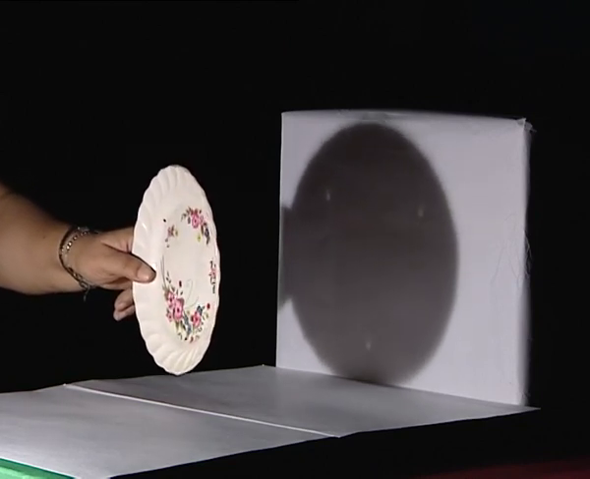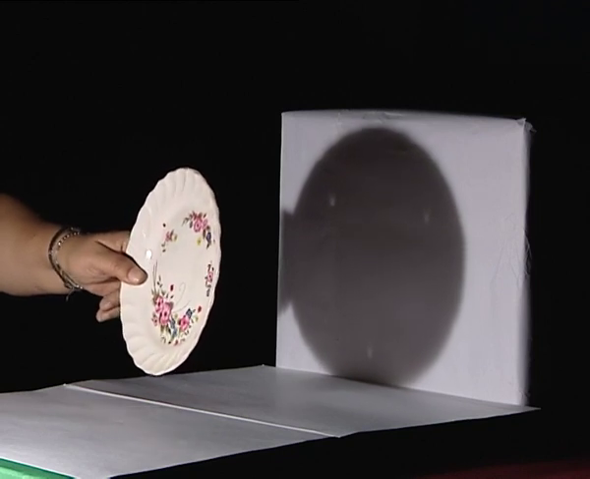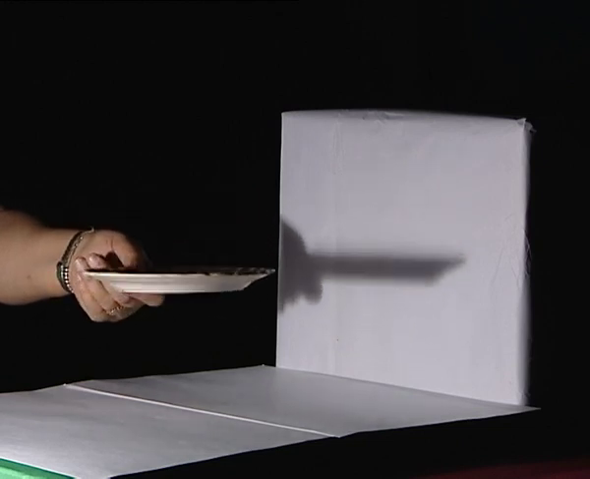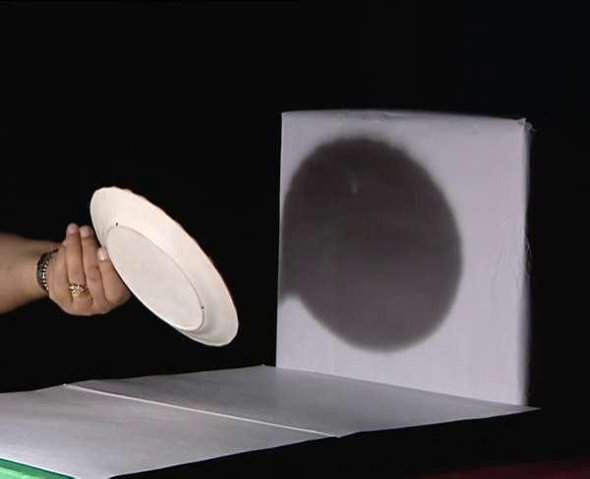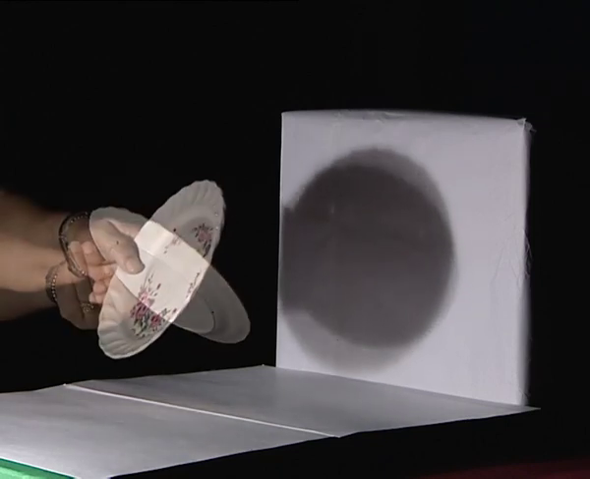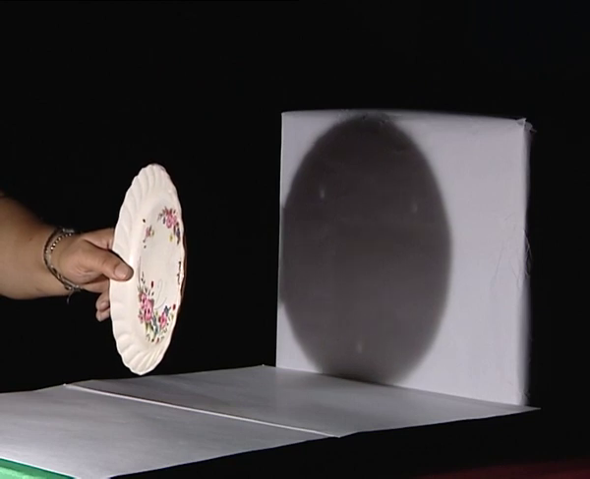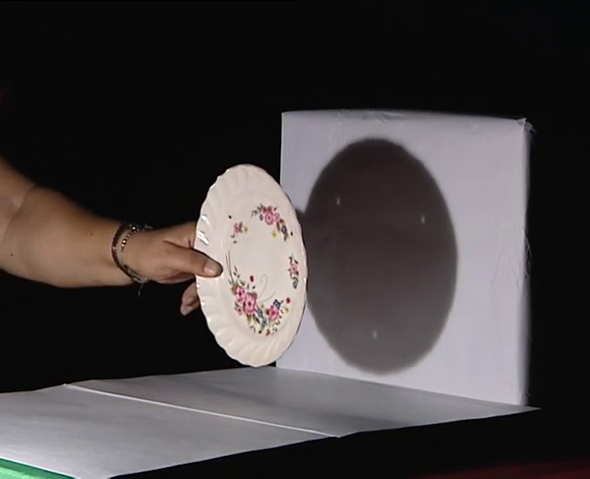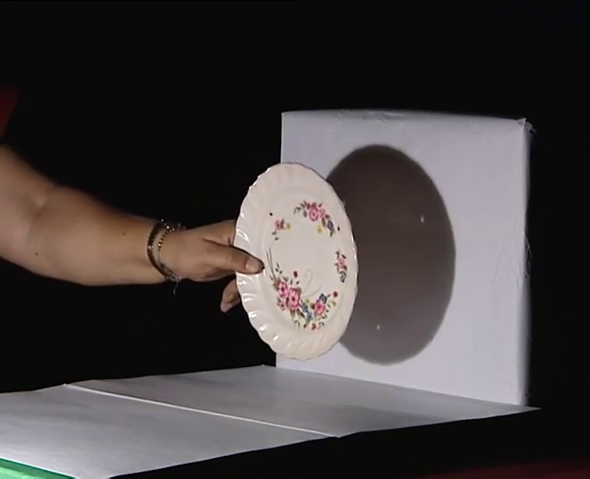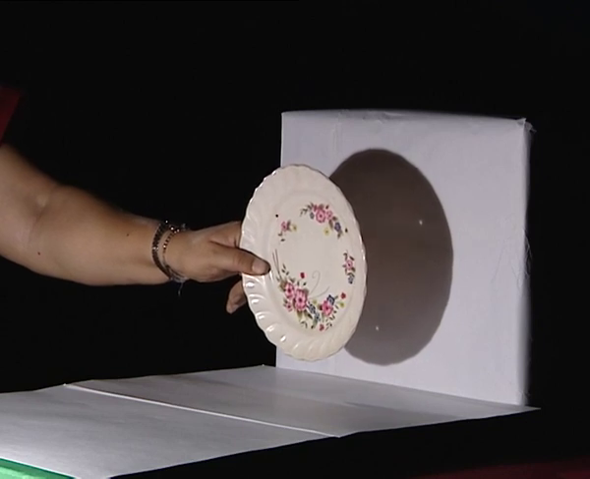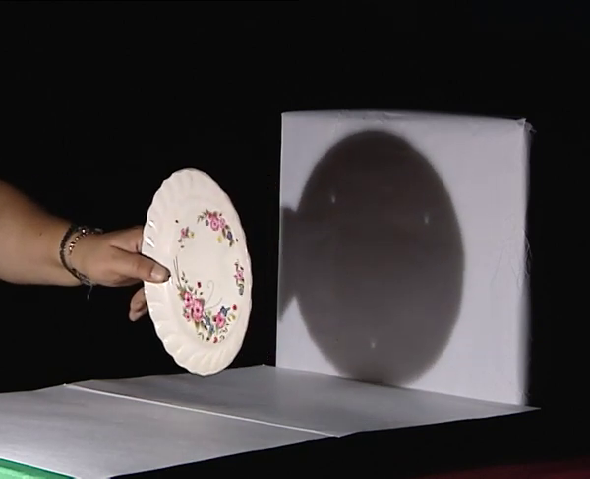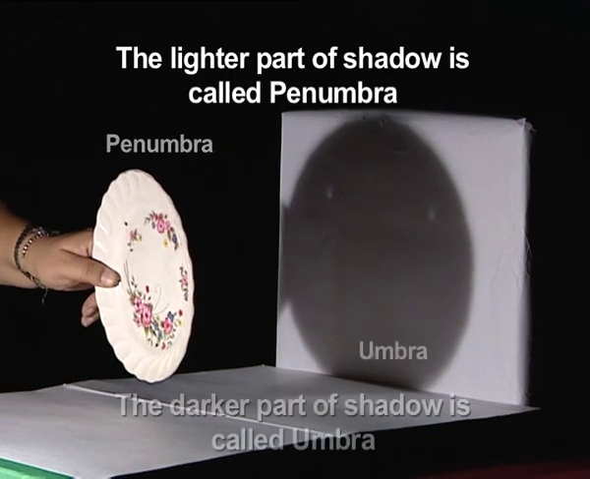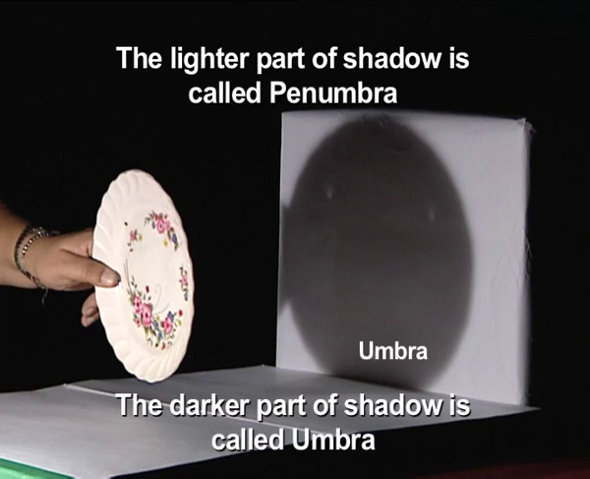The size may be different from that of the object, their shape may be different, and would depend upon where this object is placed between the source and the screen. Also notice that its sharpness is not the same in all the locations. When you are closer to the screen, you get a very sharp shadow. When you are closer to the source, there is a slight haze around the shadow. The lighter part is called penumbra and the darker part is called umbra.